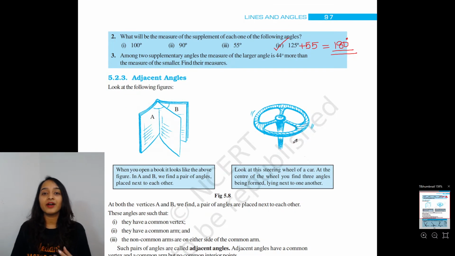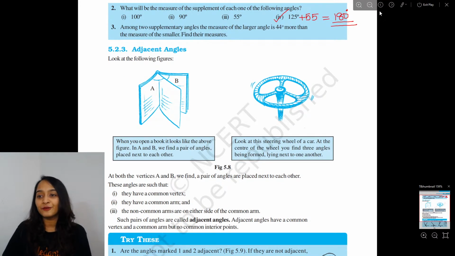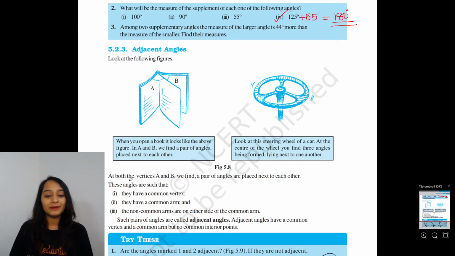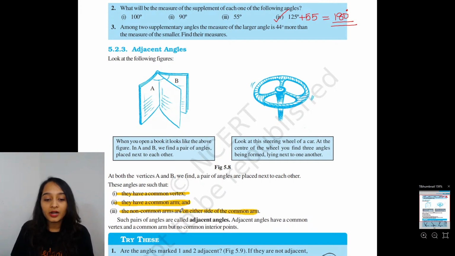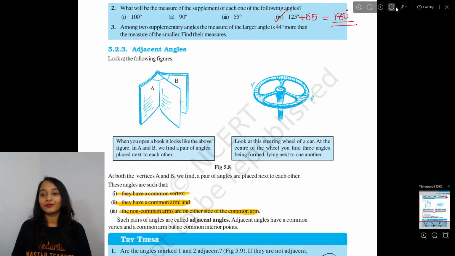And then we have our adjacent angles. A lot of my students get confused in adjacent angles. Guys, you have to remember three things. When do you say that two angles are adjacent? When they have a common vertex, when they have a common arm, and the non-common arms, meaning arms which are not common, are on opposite sides of the common arm.